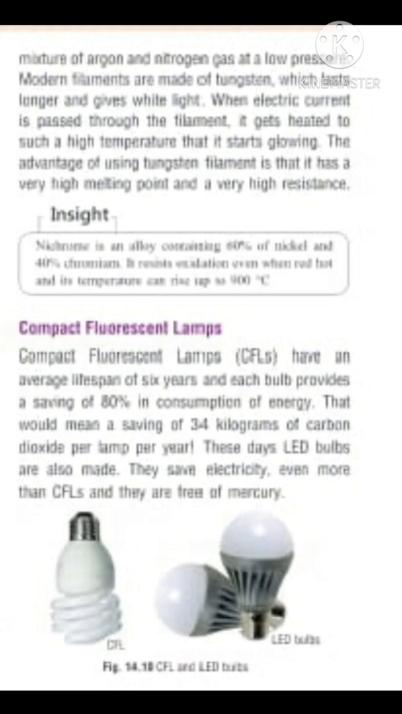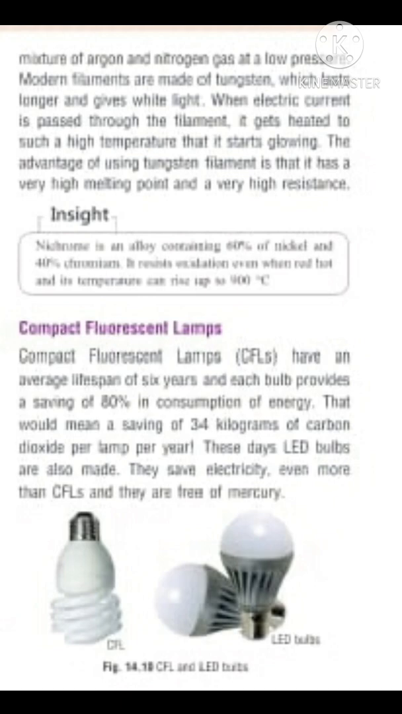So tungsten is used. Now for your more information, inside box, nichrome is an alloy which contains 60% nickel and 40% chromium. Nichrome means Ni for nickel and Cr for chromium. It resists oxidation even when red hot and its temperature can rise up to 900 degrees Celsius. Nichrome is used in the heater.